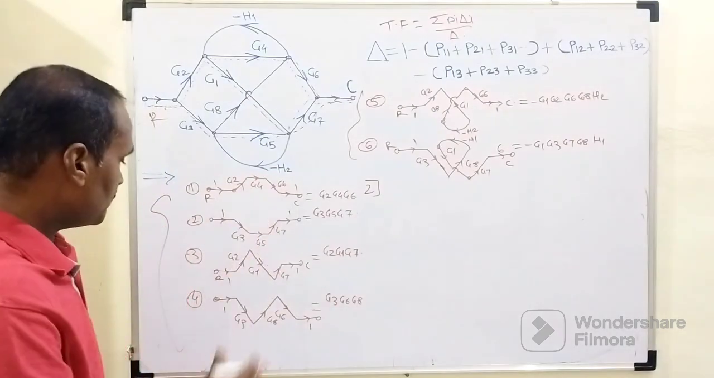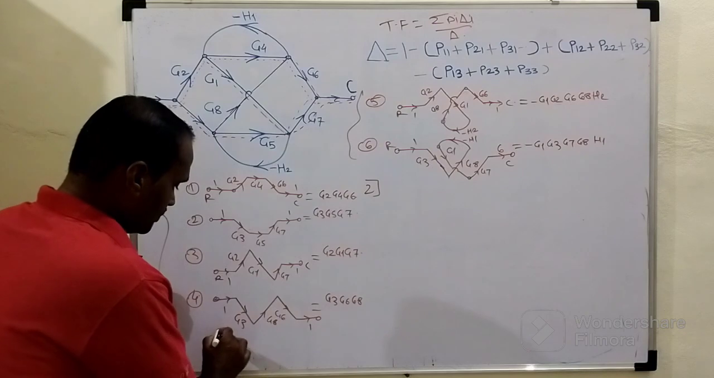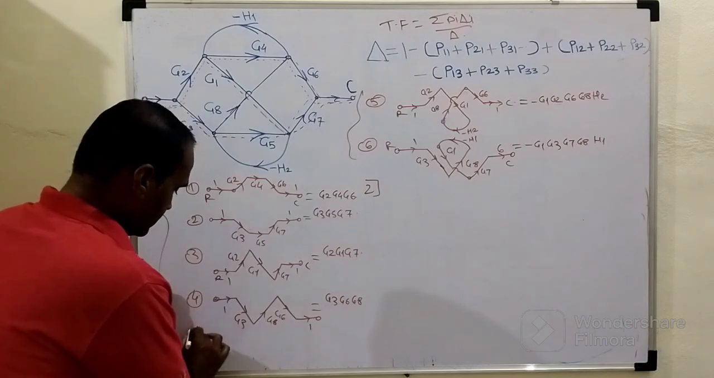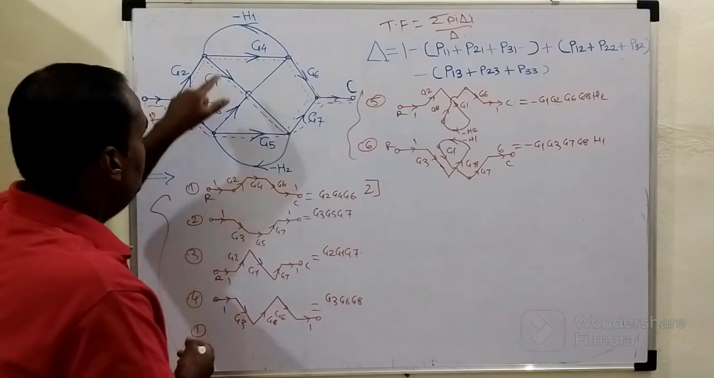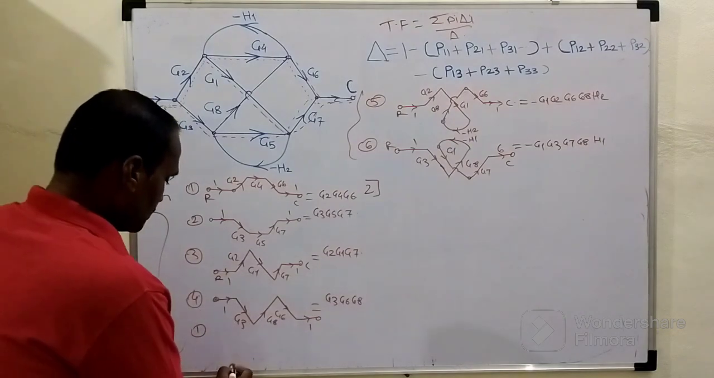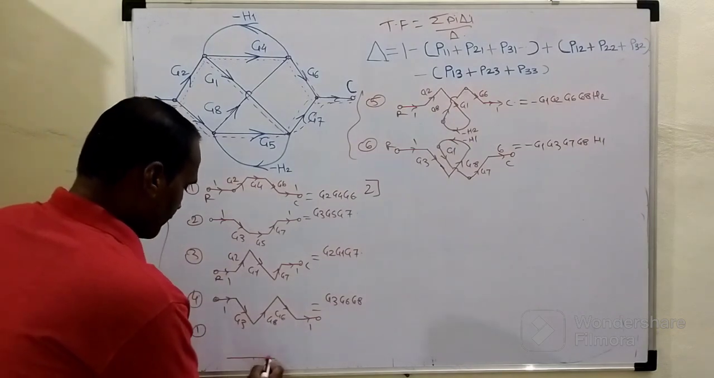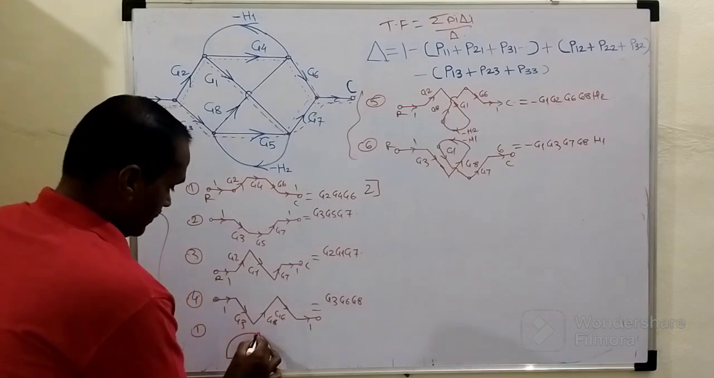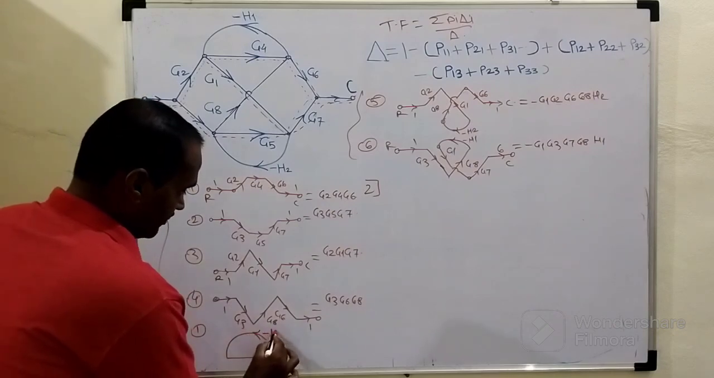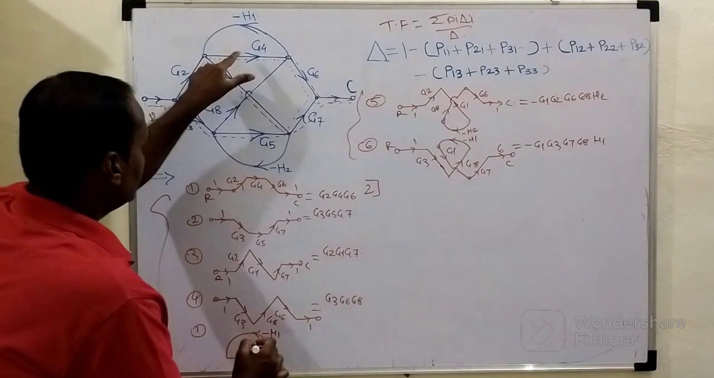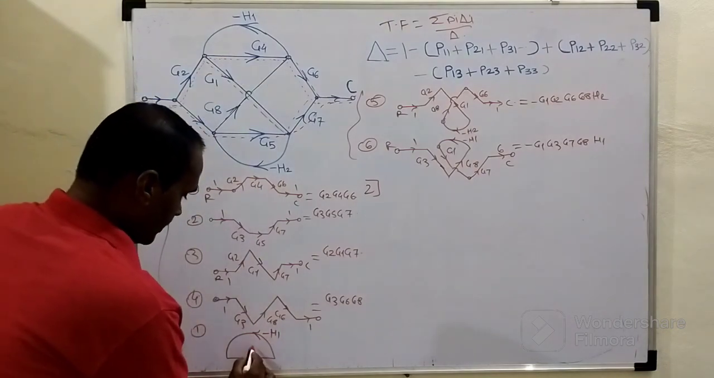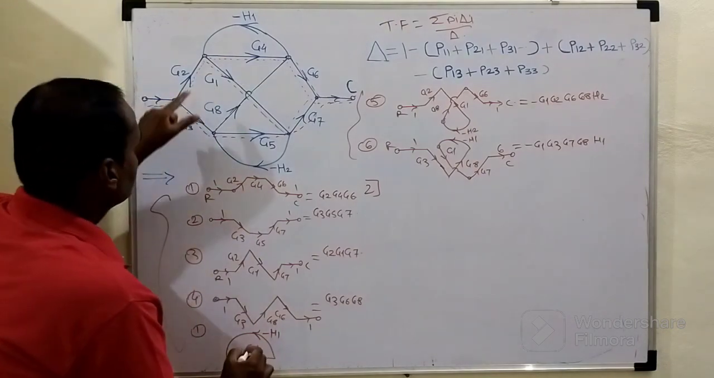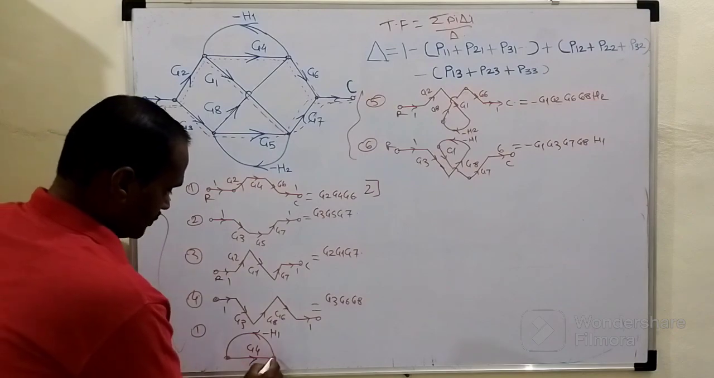So first of all, we need to enlist them. Here I will draw, due to the lack of space. This will be the first loop belonging to H1. So how will it look? This is how the first loop is represented. This is the feedback element H1, whose forward path gain is G4, in between these two nodes.